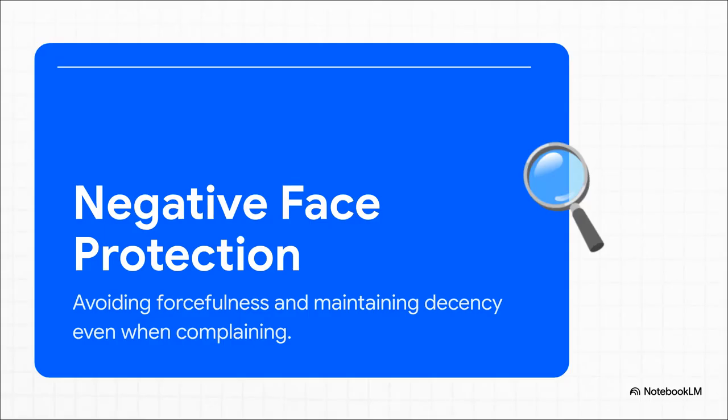Remember, CELPIP is a domestic test. You're being tested on Canadian culture, and this is the absolute essence of it. Negative face protection, or 消极面子保护. What does this actually mean? Well, it means trying your absolute hardest not to impose on others. It means avoiding forcefulness and never backing people into a corner. Even when you're filing a really serious complaint, you must maintain decency and respect. You never force someone. You always leave them an out.